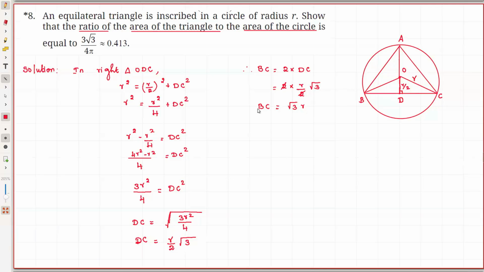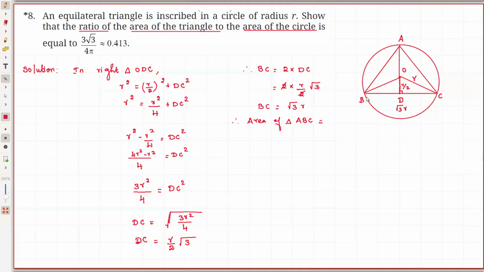So we can just write the area of one triangle. Here we have 3 triangles. We have found out only the side, BC is equal to root 3 R.